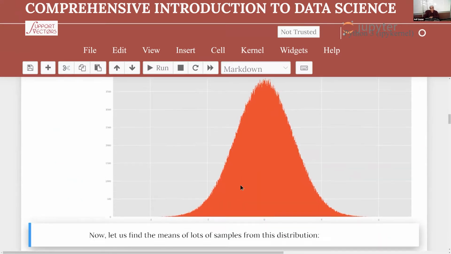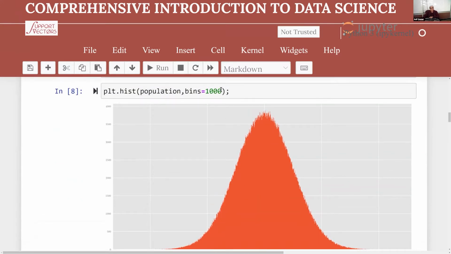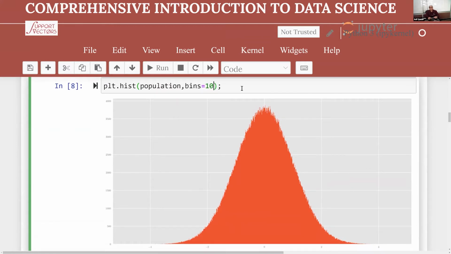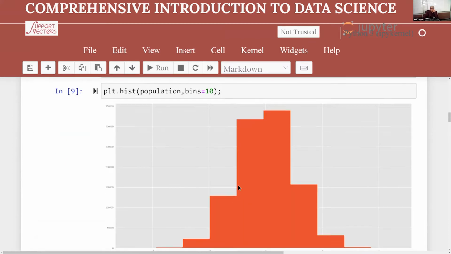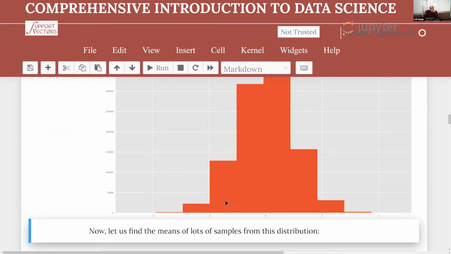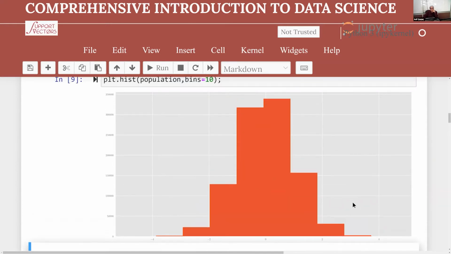bins. Oh, now the color has changed. But suppose I did only 10 bins. You will see. Do you notice that there are 10 bins? 1, 2, 3, 4, 5, 6, 7, 8. Well, 9 and 10 have disappeared. They're too thin to see.